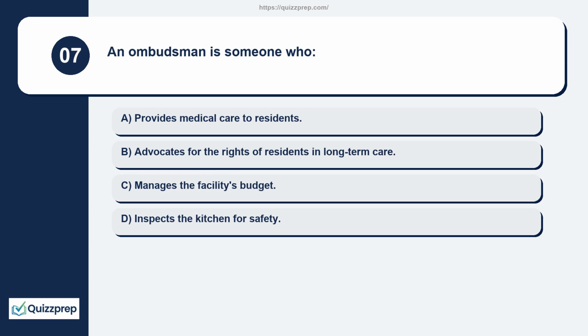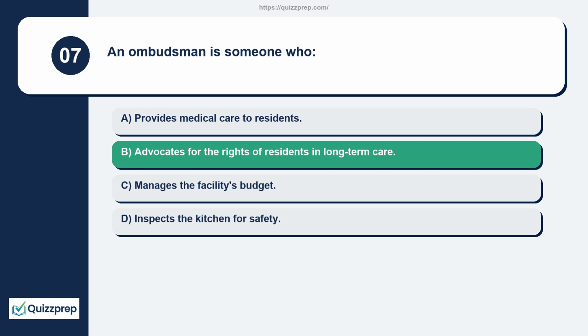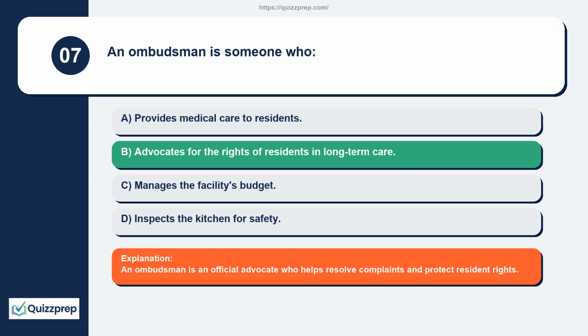Question 7. An ombudsman is someone who provides medical care to residents, advocates for the rights of residents in long-term care, manages the facility's budget, inspects the kitchen for safety. An ombudsman is an official advocate who helps resolve complaints and protect resident rights.